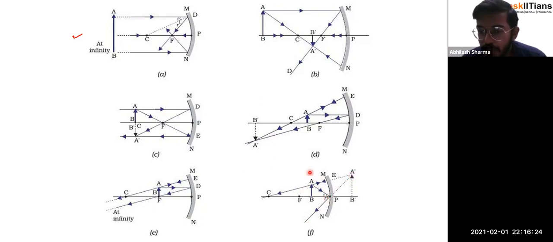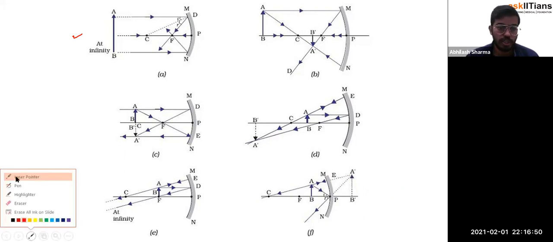And when you extend them behind, they appear to be coming from a point behind. So that is where the image is formed. So this is the point where I can say that even a concave mirror can form a virtual image. But what is the condition for that? The condition is that the object must be between focus and pole. Then only a virtual image can be formed.